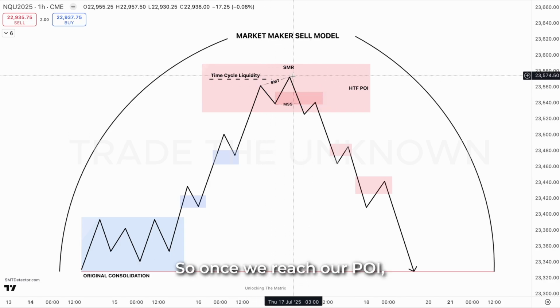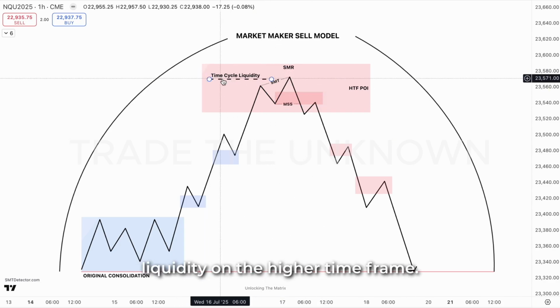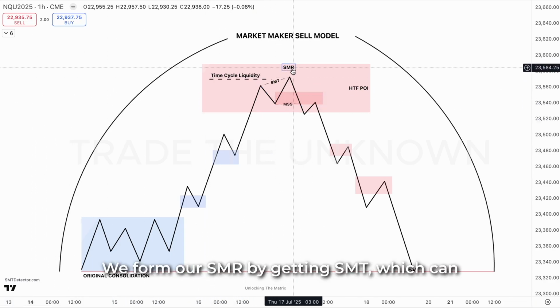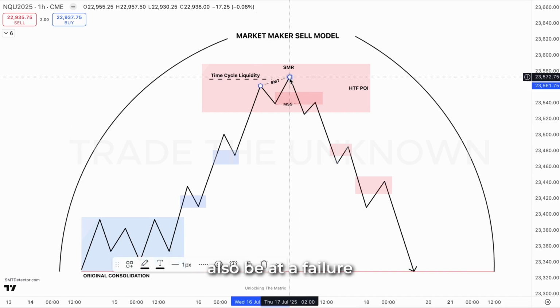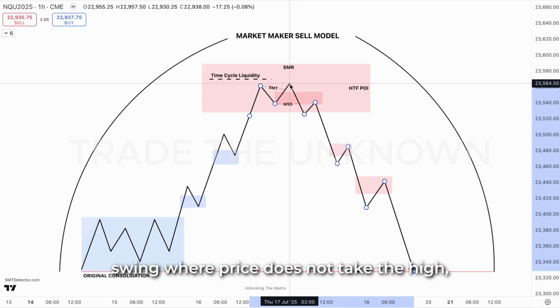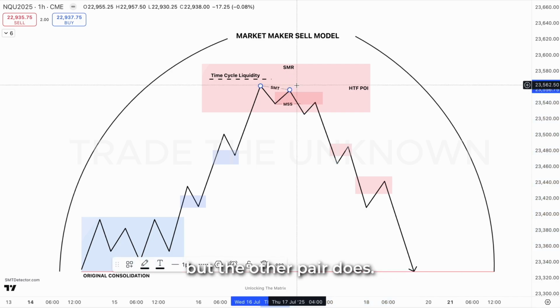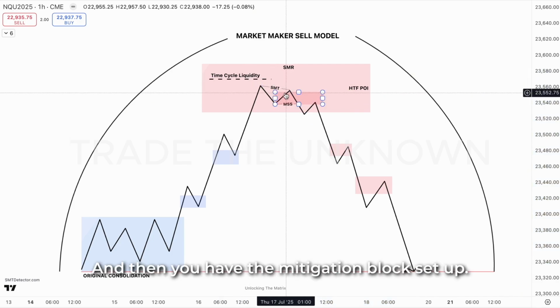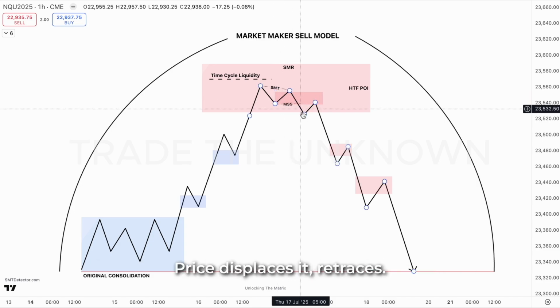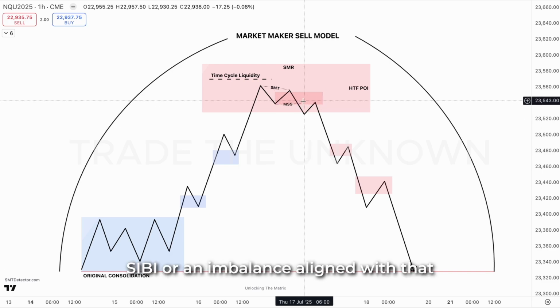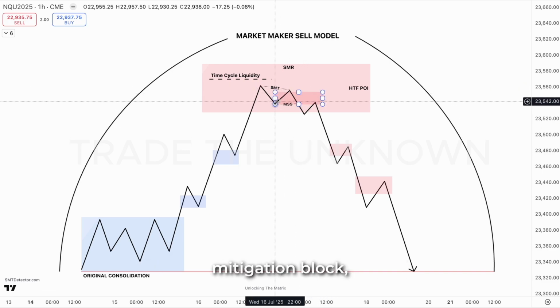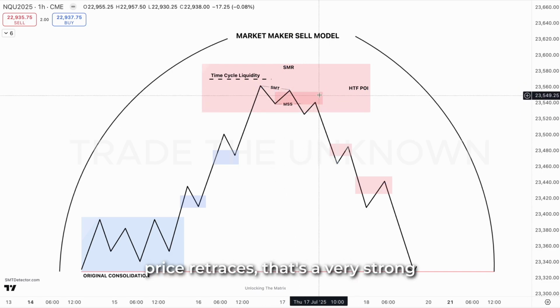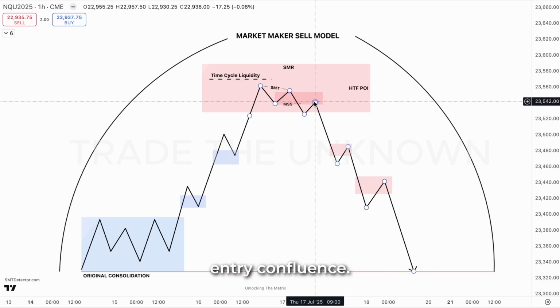So once we reach our POI, we've swept some sort of time-based liquidity on the higher time frame. We form our SMR by getting SMT, which can also be a failure swing where price does not take the high, but the other pair does. And then you have the mitigation block set up, and you can see that here. Price displaces it, retraces, and when you have a SIBI or an imbalance aligned with that mitigation block, price retraces. That's a very strong entry confluence.